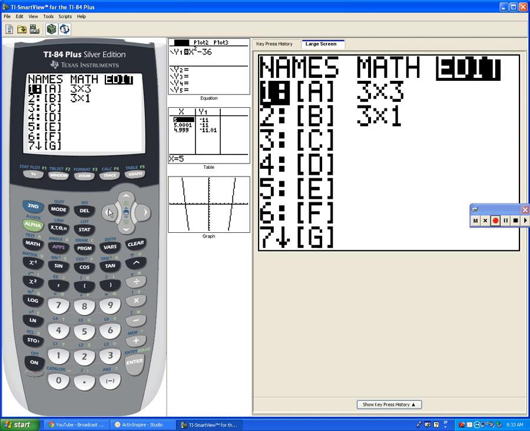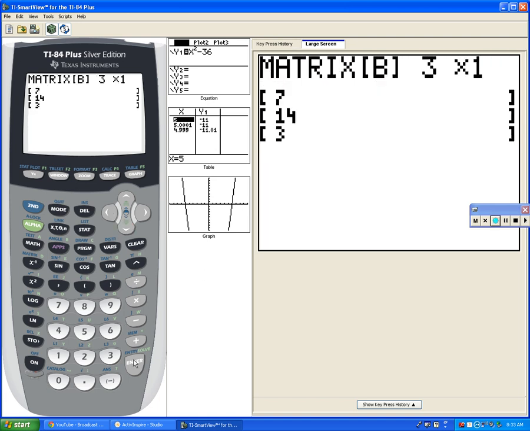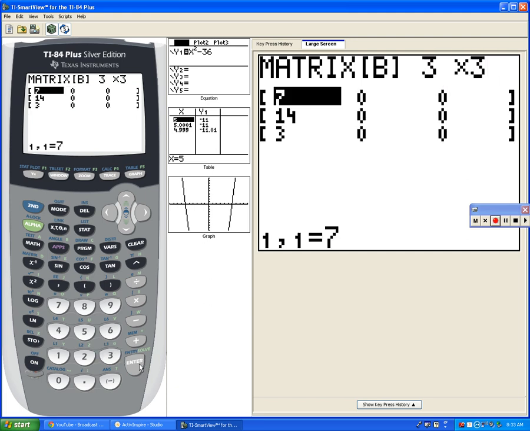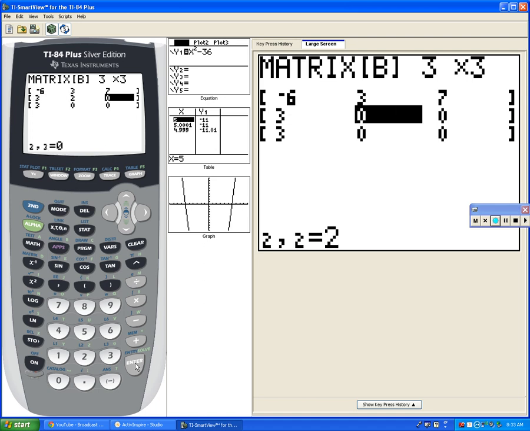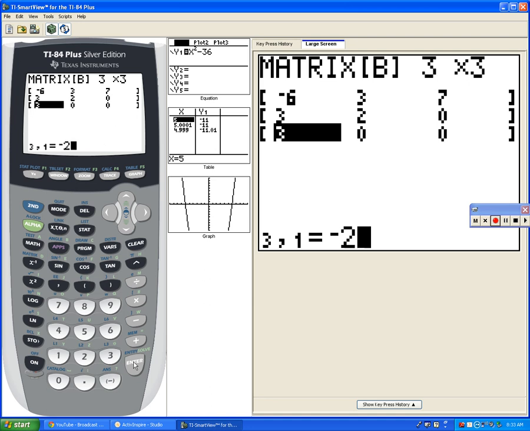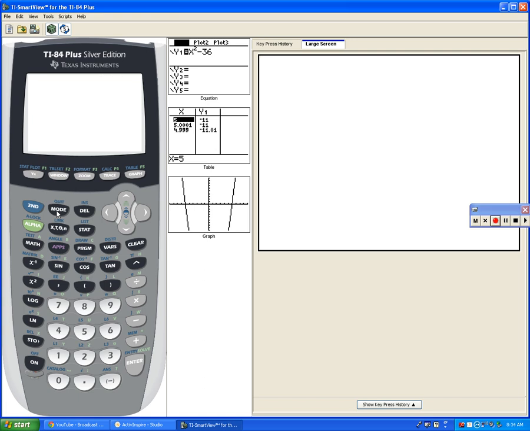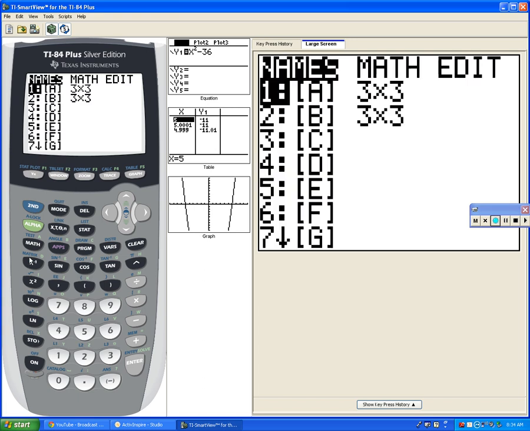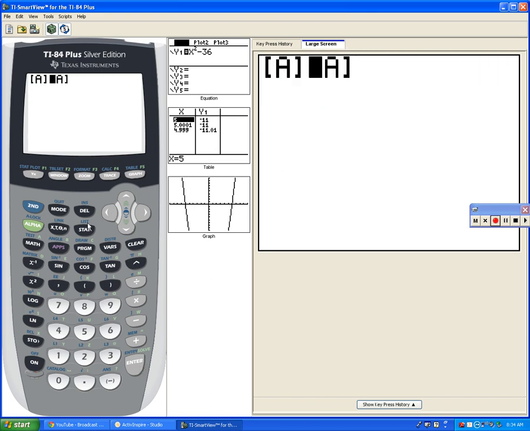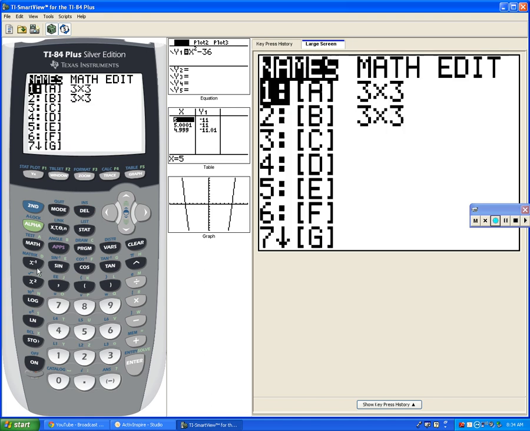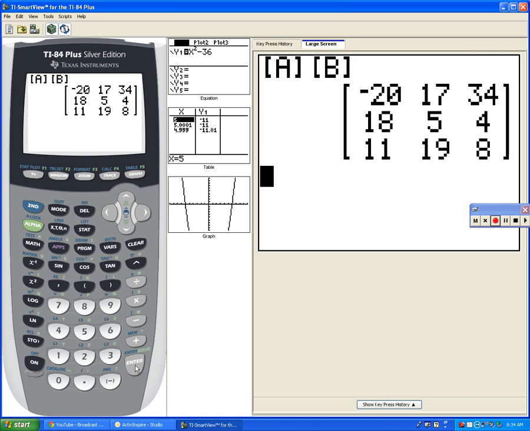Then to get matrix B, same thing. This is a 3 by 3 also. And the first row is negative 6, 3, 7, and then 3, 2, 0, and negative 2, 1, 6. Okay? So you just enter it in, go back to your home screen, and then go A, B, whoops. Yeah. Need B. Okay. And so you get that for A times B.